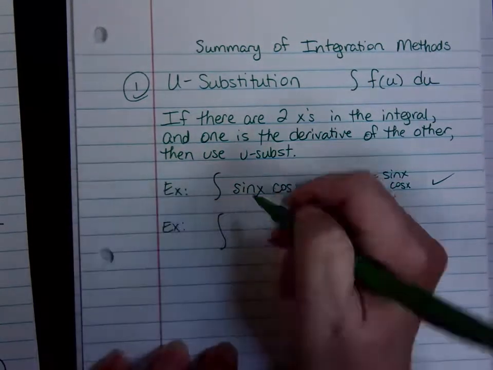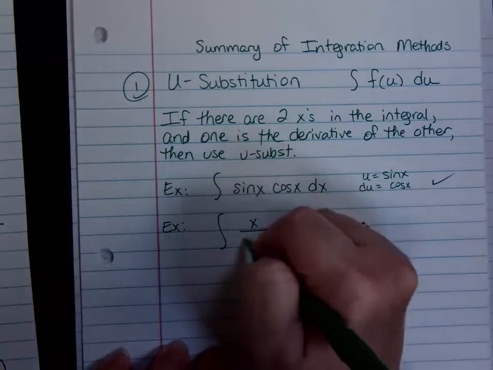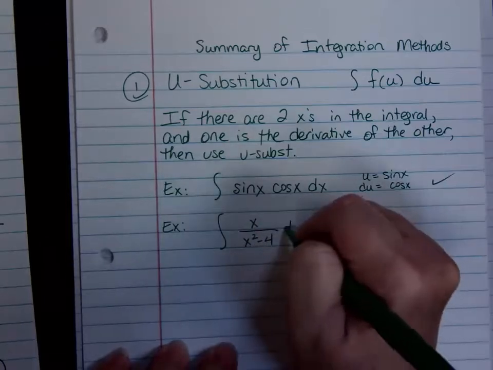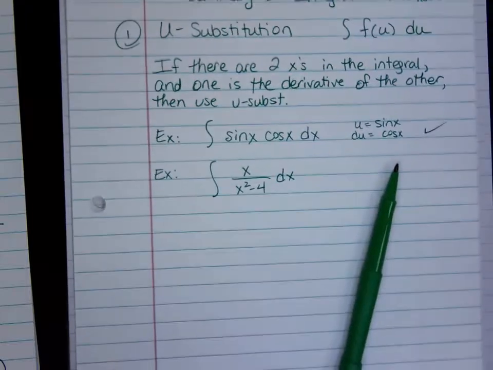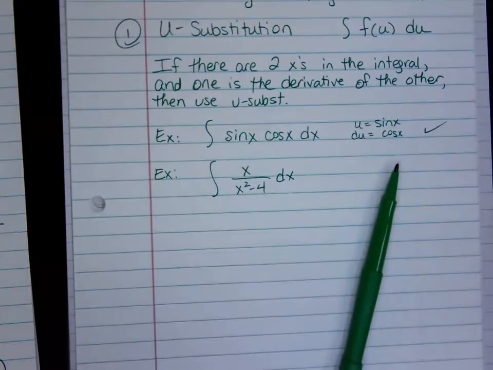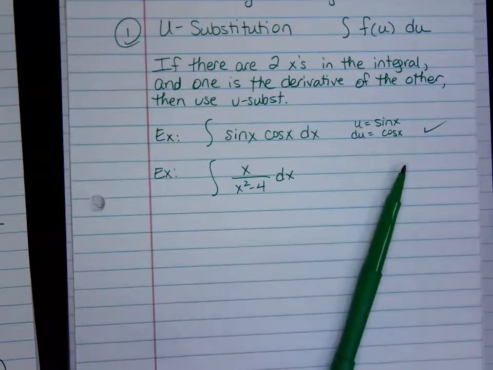Okay, let me give you another one. What if you have the integral of x over x squared minus 4 dx? This couples with a method I'm going to talk a little bit more about later called partial fractions. Okay. Now, partial fractions is recognizable by the fact that you can factor the bottom. Can you factor the bottom of that right there?